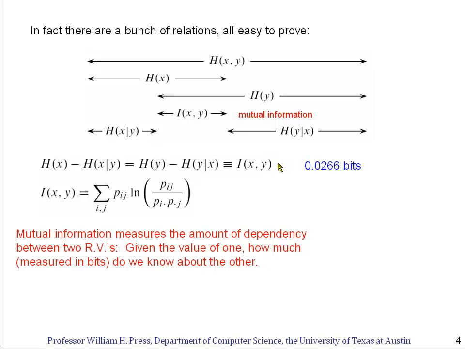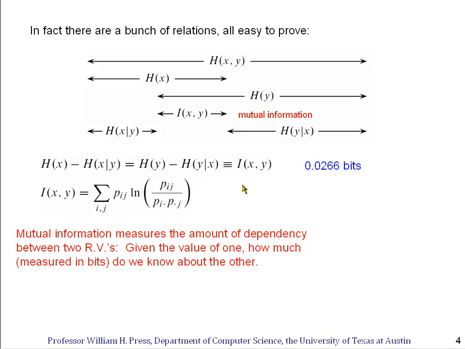Now if you go back to the definitions of these things and substitute in the p's and play around with it, you'll see that the mutual information, I of x and y, is actually this combination of things. It's the sum over i and j, all the pij's, but then what's in the log is pij in the numerator, and in the denominator the product of the marginals, pi dot and p dot j. You can see from the picture up here that mutual information measures the amount of dependency between two random variables.